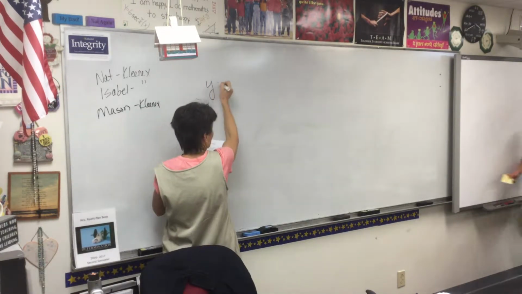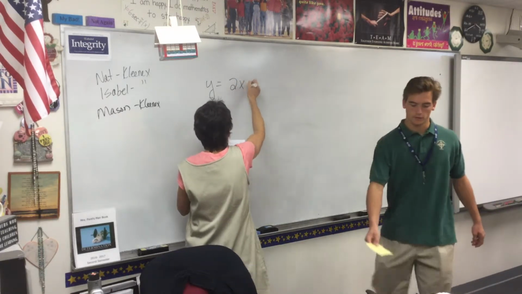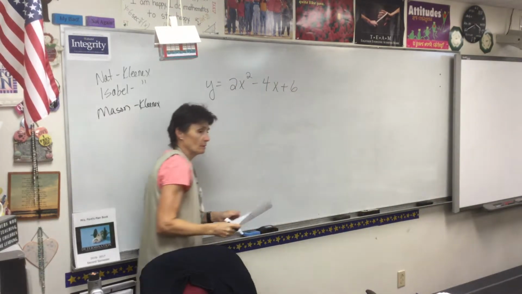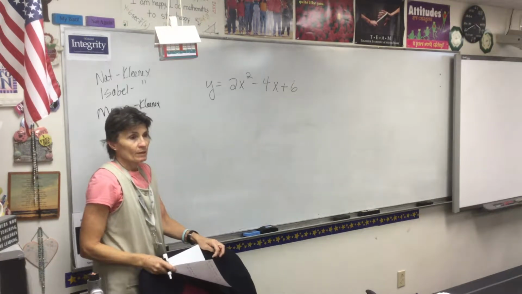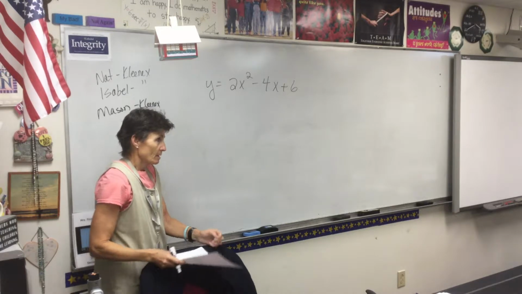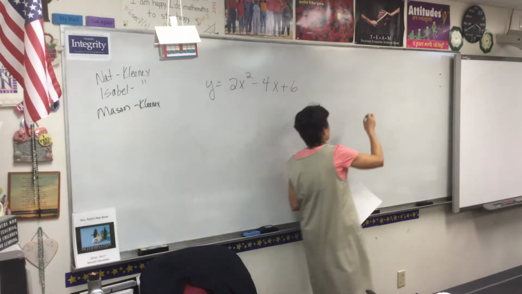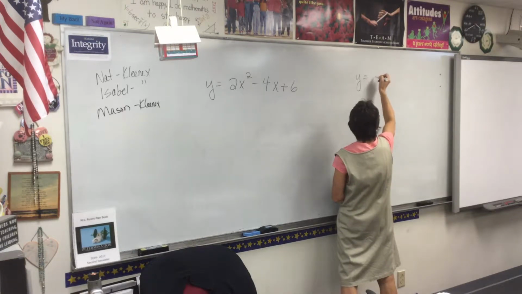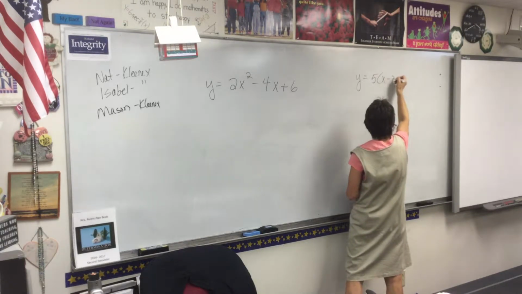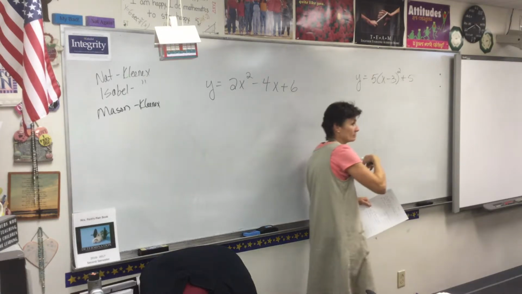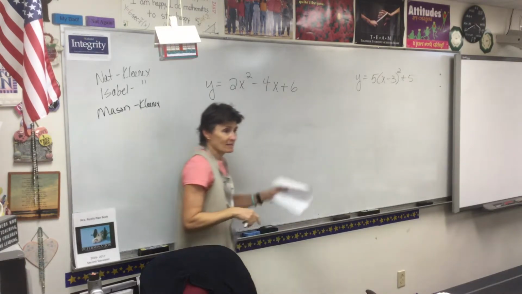Thank you, Johnny. Do you remember what you're supposed to do? Do you remember what vertex form looks like? It's y equals, well, it's not really mx, it's y equals something times x minus something squared plus something. That's vertex form.